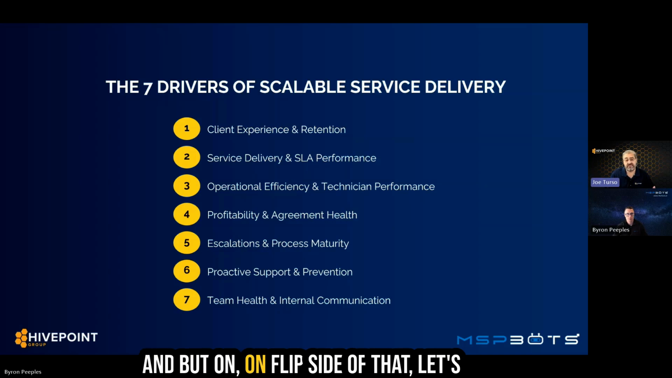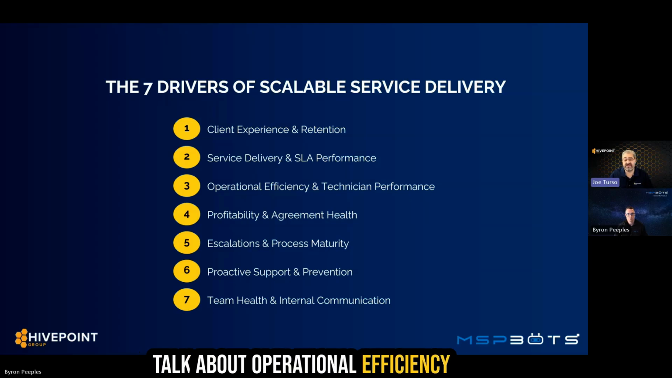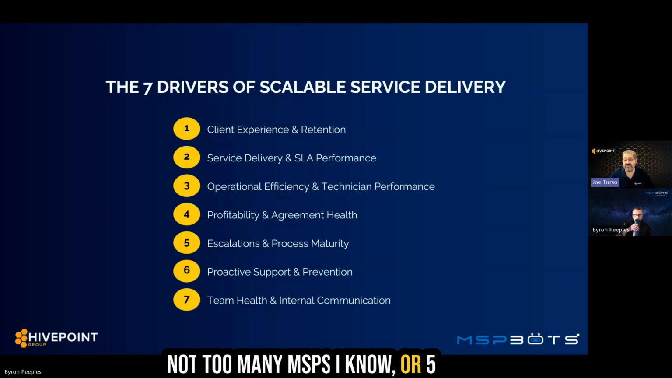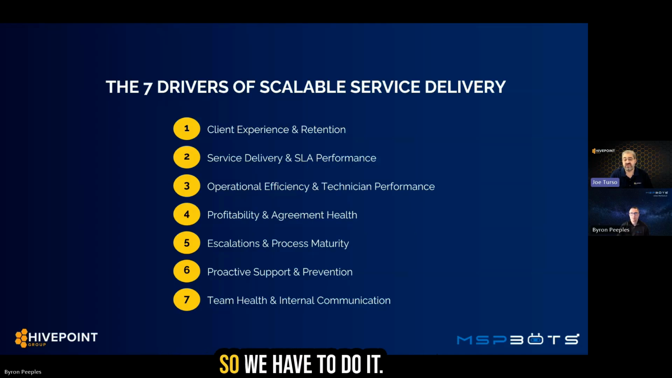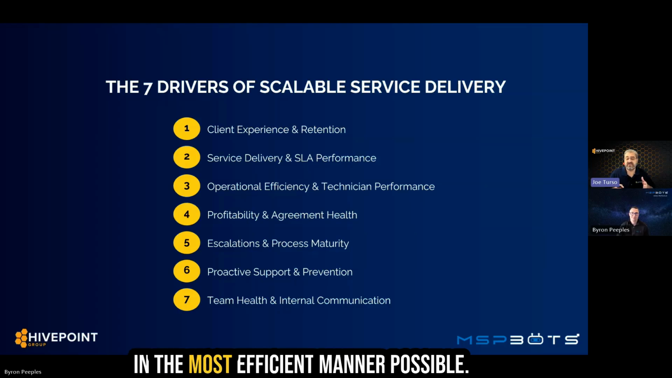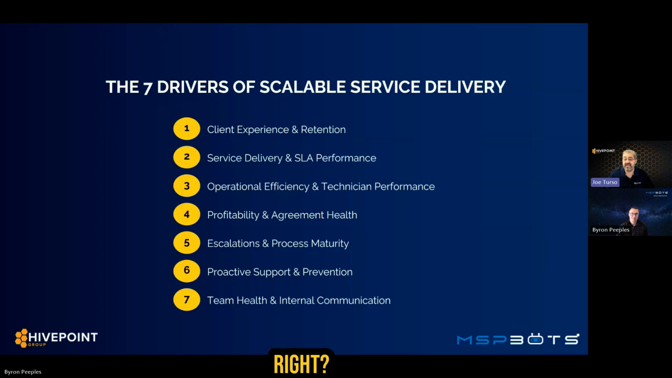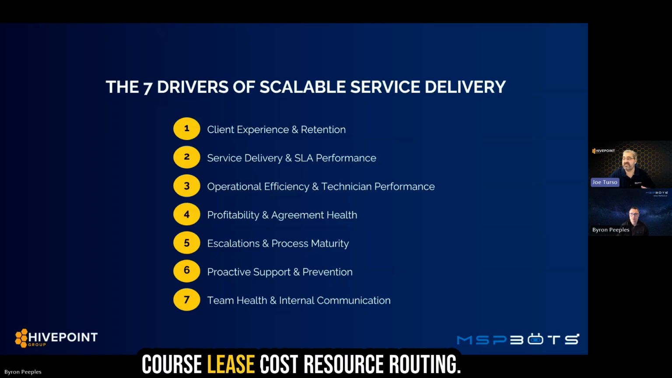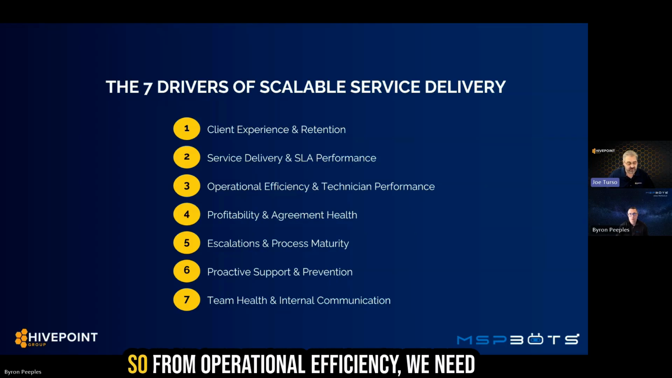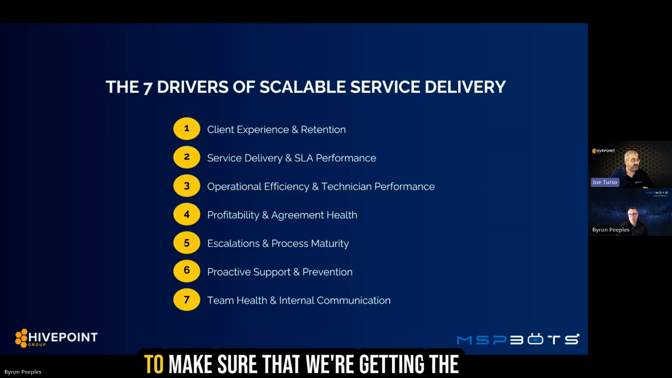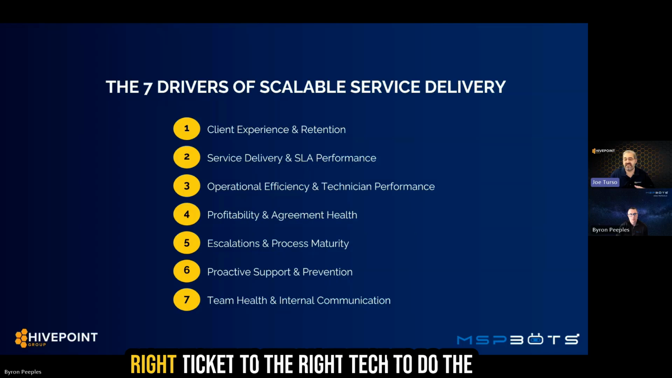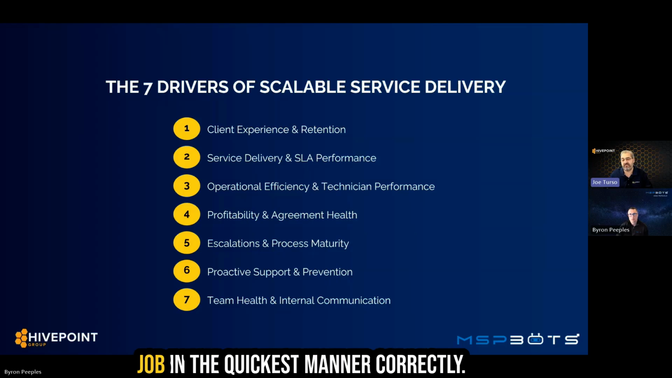But on the flip side of that, let's talk about operational efficiency and performance, because we also have to do what? Make money. Not too many MSPs I know are 501c charitable organizations, so they'd like profit. So we have to do it in the most efficient manner possible, and that's called least cost resource routing. So from operational efficiency, we need to make sure that we're getting the right ticket to the right tech to do the job in the quickest manner correctly.